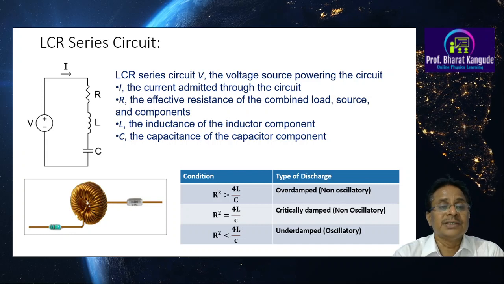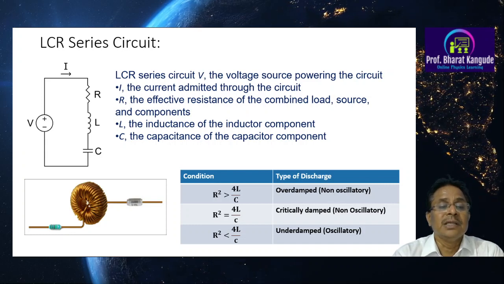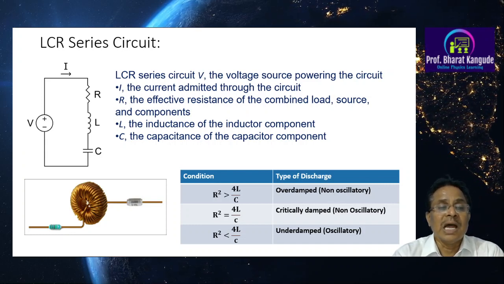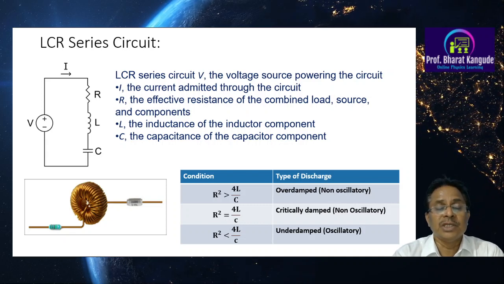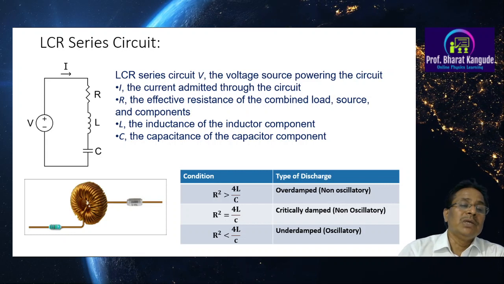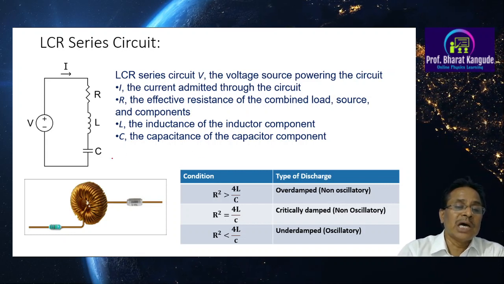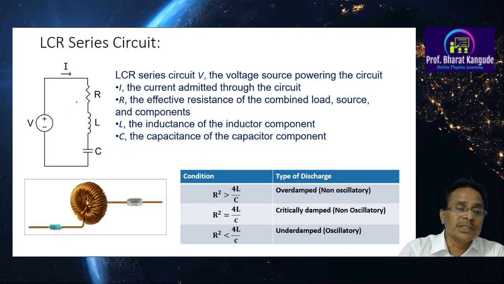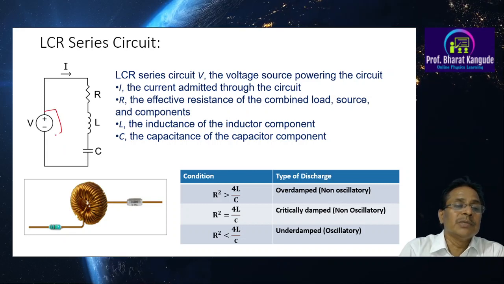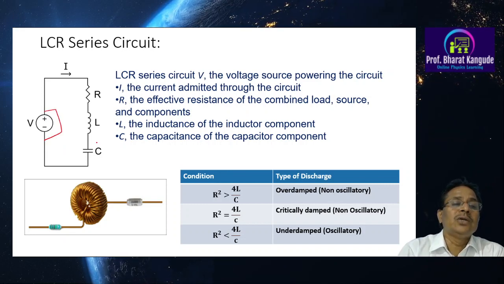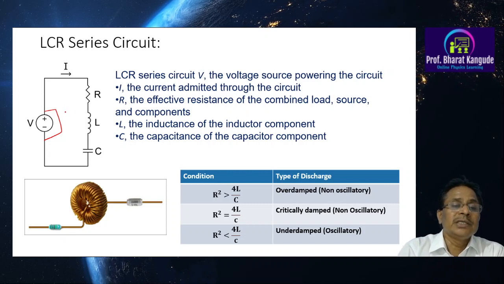Now in this case, R, L and C are connected in series, and they are connected to a battery supply with potential V. Once this capacitor is charged fully through this resistance and inductor, then remove the battery from the circuit, and now allow the circuit to discharge. So in that case, what happens?